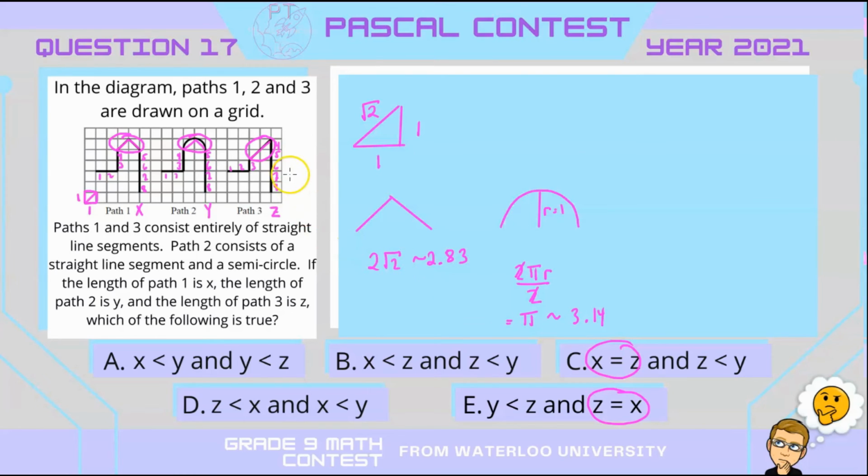Therefore, we know that z is a shorter path than y. So that would be here. The answer is C.